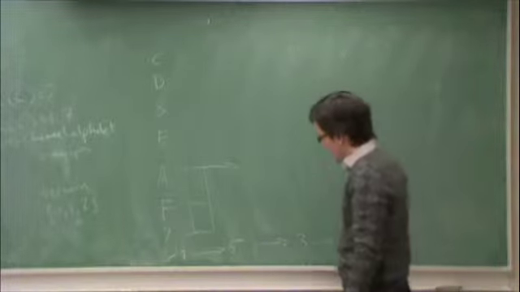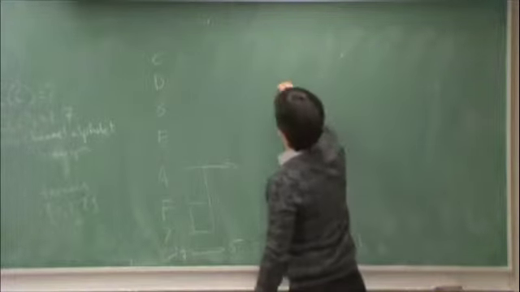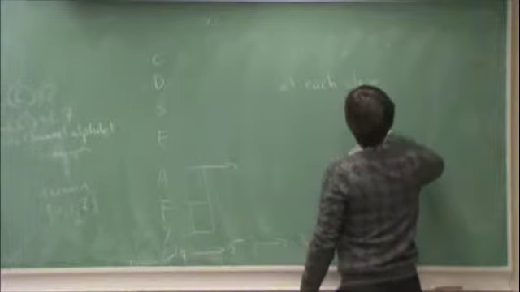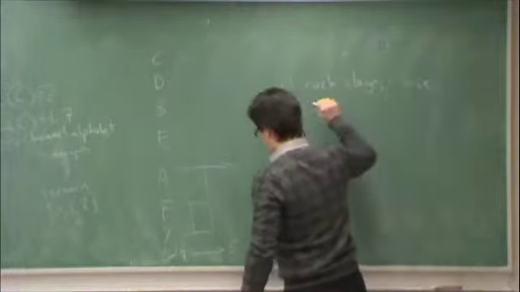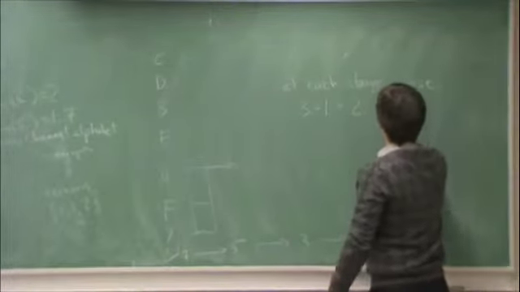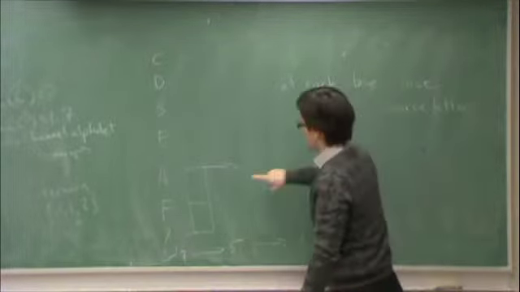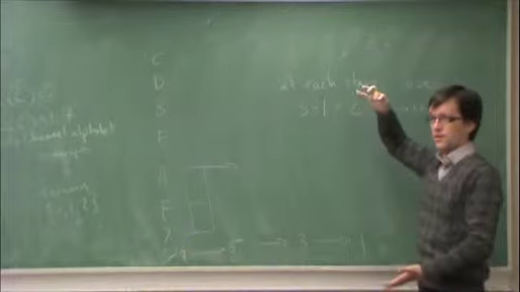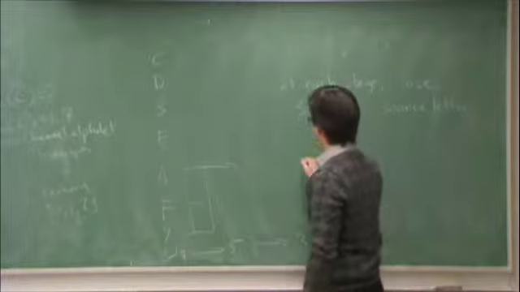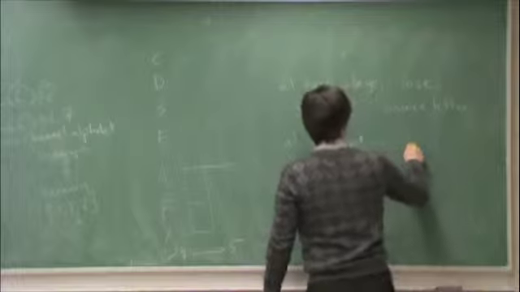So basically, at each stage, we lose 3 minus 1, which is 2 source letters. In other words, we're taking 3 source letters and combining them into 1. So the number of source letters shrinks by 2. And at the end, we want 1.